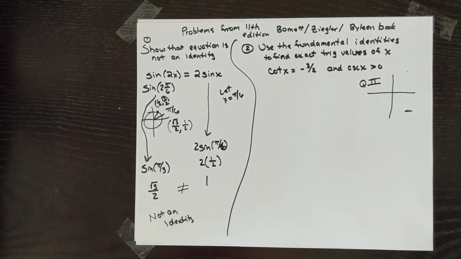Now I look at the given information. I'm given that the cotangent of x is negative 3 over 2, and I have to use the fundamental identities to find the rest of the values.